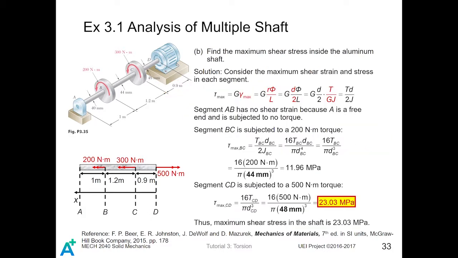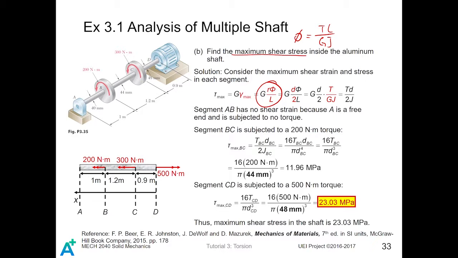Part B requires us to find the maximum shear stress inside the aluminum shaft. Notice that although the elastic torsion formula phi equals TL divided by GJ is given in the formula sheet, sometimes it might ask you some embarrassing problems such as this: maximum shear stress. You might forget it, right? So the maximum shear stress is given by G times the maximum shear strain. Then you rewrite this formula in this way, so still you have to remember those things.